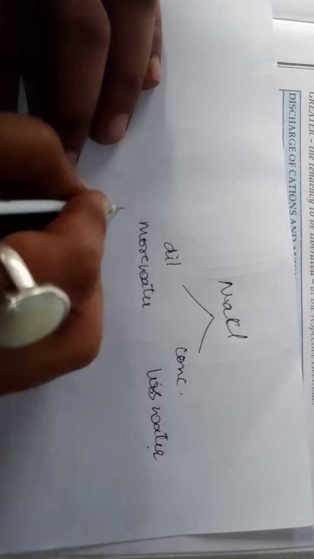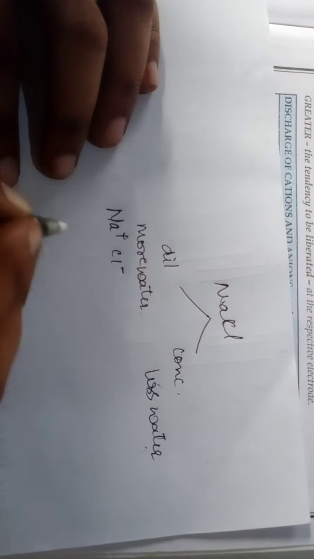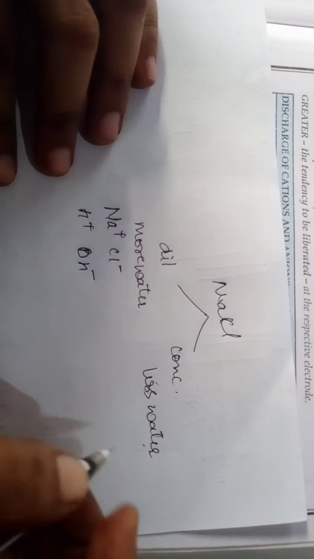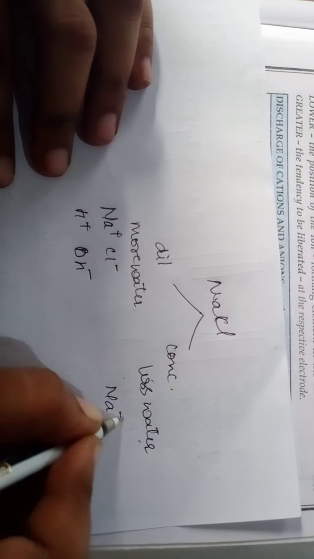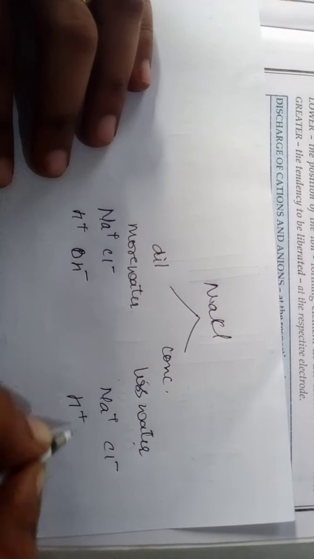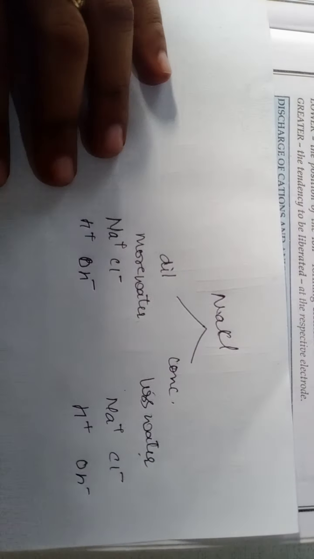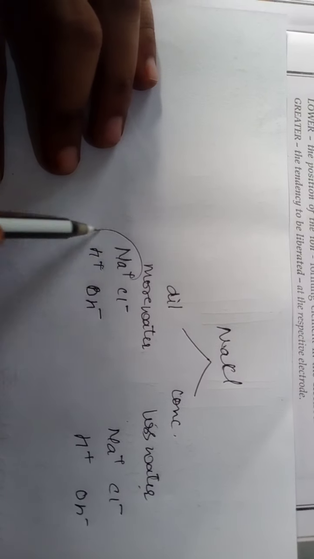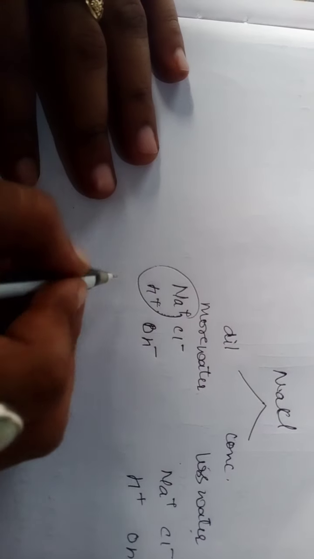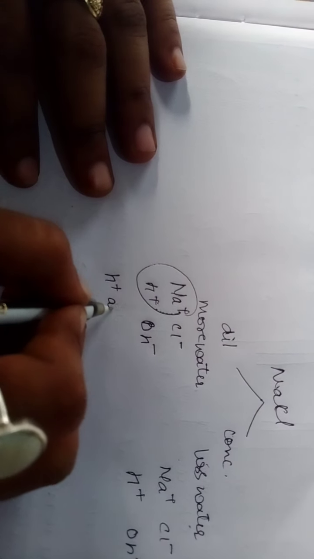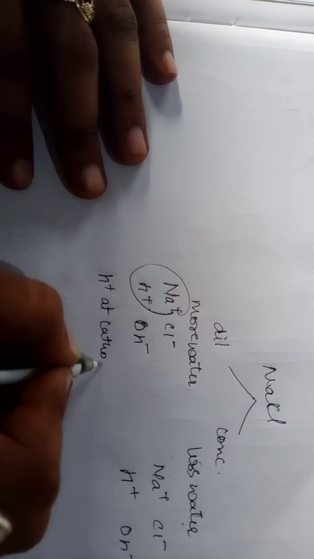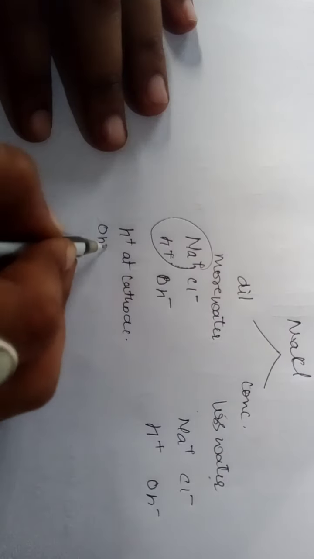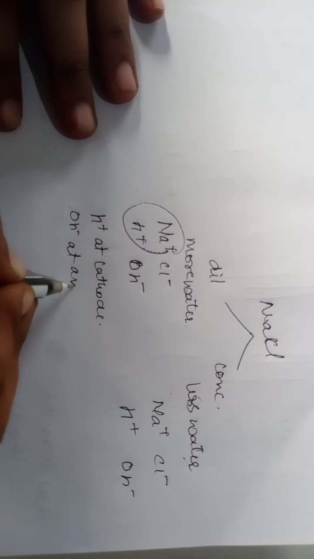So here NaCl, Na plus and Cl minus ions, and H plus and OH minus ions of water are present. Here also Na plus and Cl minus ions and H plus and OH minus ions are present. Now in this case, out of the two, which one will get deposited? H plus will get deposited at cathode and OH minus will get deposited at anode.